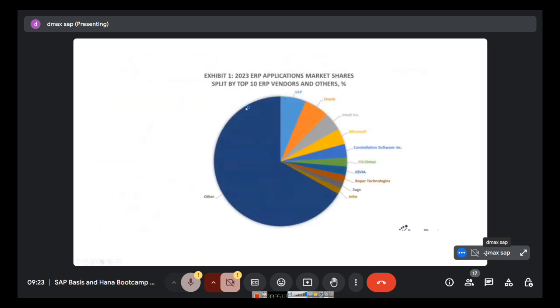If you see this, this is the latest 2023 trend of ERP market share. Out of all these topmost ERPs, SAP occupies more, and the others are very small and different kinds of ERPs. If you leave these others, these are the topmost ERPs. Out of that, SAP has occupied more market because it has many industry solutions. Whatever business you go into, it will provide a solution for you.